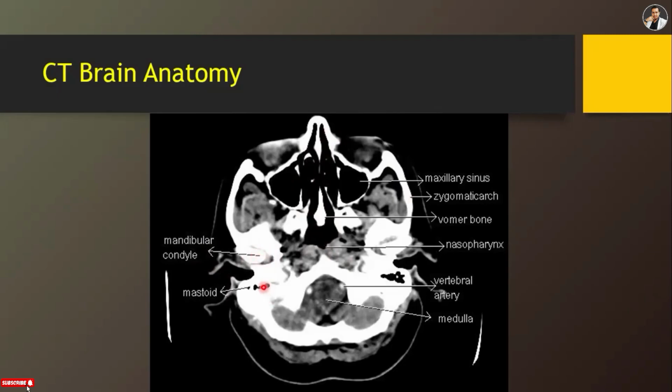This is the mastoid bone. We know that the mastoid has air inside it. These black things are air. And here, we can see the two arteries. And here, we can see the vertebral artery. As we have given contrast, we can see the arteries clearly. And here, we can see the medulla, which is a part of our brain.